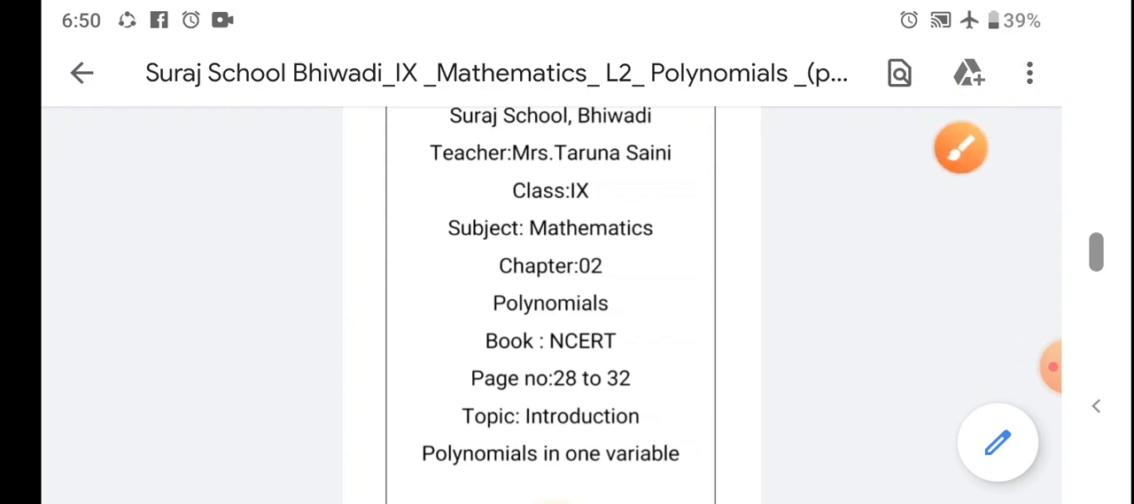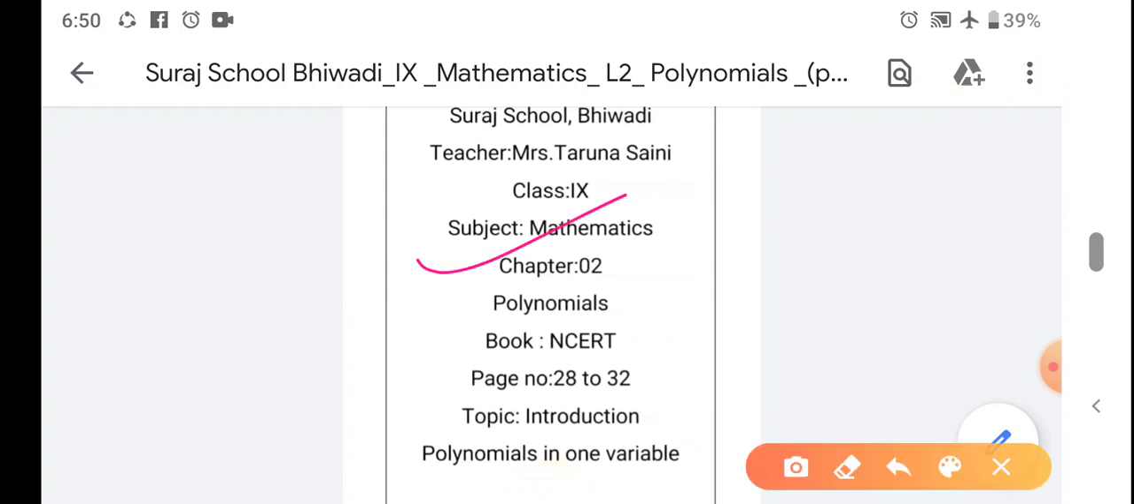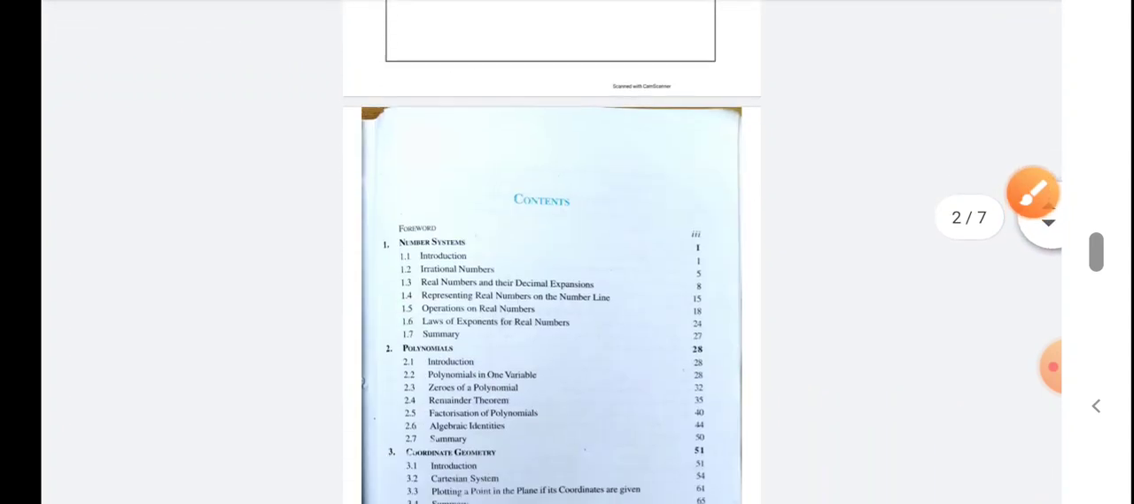Today we are going to begin a new chapter, that is chapter number 2, polynomials. Okay, we are using the NCERT book, and today we will discuss two topics, that is introduction and polynomials in one variable. So let us start.